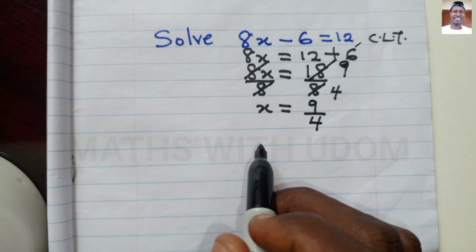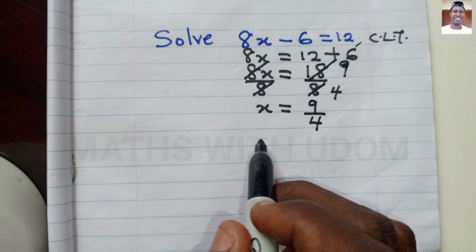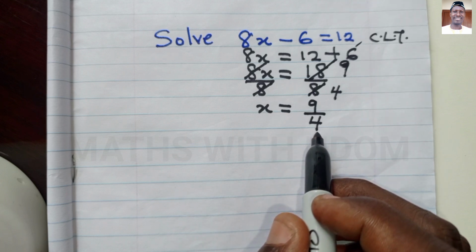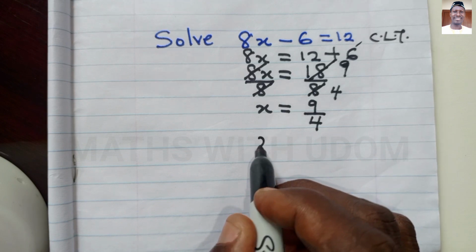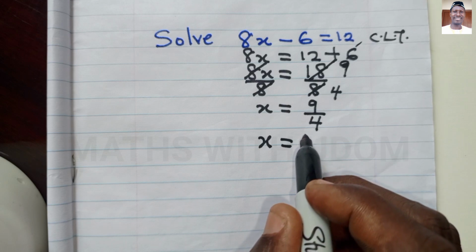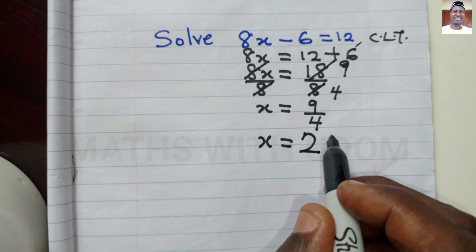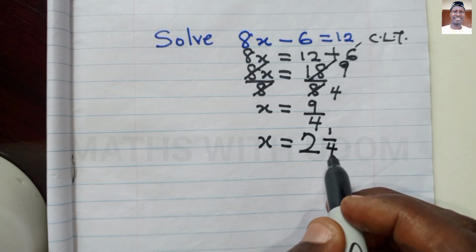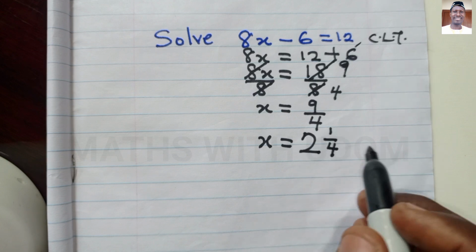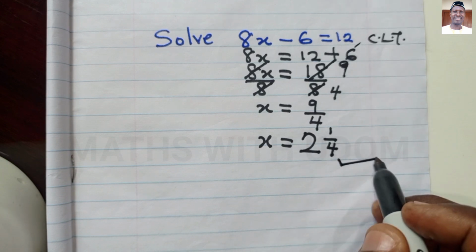But we cannot leave our answer like this. So what we need to do is to convert this improper fraction to mixed fraction. So we have x equals to 9 divided by 4 will give us what? Will give us 2 whole number. It will remain 1 over 4. This is our answer. To confirm, 4 times 2 is 8 plus 1, 9. So that's our correct answer.